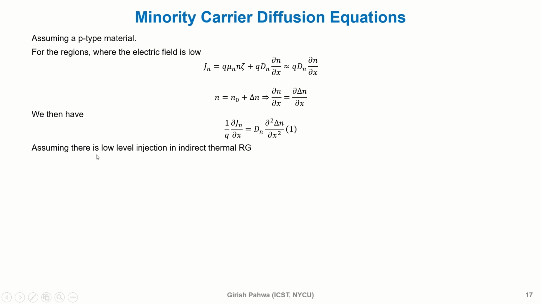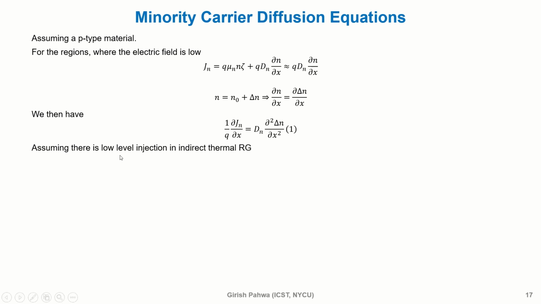And I also assume that the injection of these minority carriers is under the low level injection condition. Low level injection condition means your excess carrier concentration is going to be much smaller than the majority carrier concentration. So delta n is going to be much smaller than the majority carrier concentration in the p-type material, which is approximately p naught. P naught is, say, of the order of 10 to the power 16 or 17 per centimeter cube, and this delta n is only going to be of the order of 10 to the power 10, 10 to the power 12 per centimeter cube.